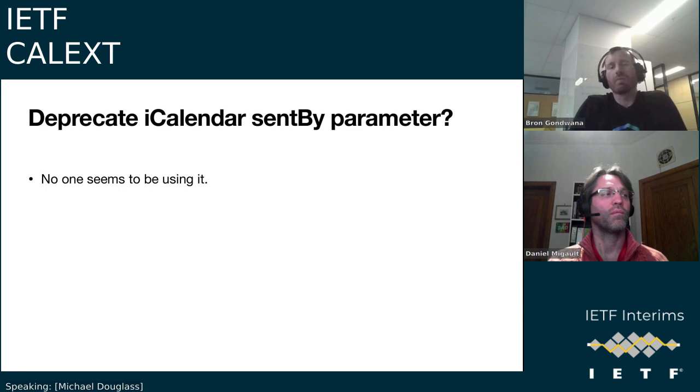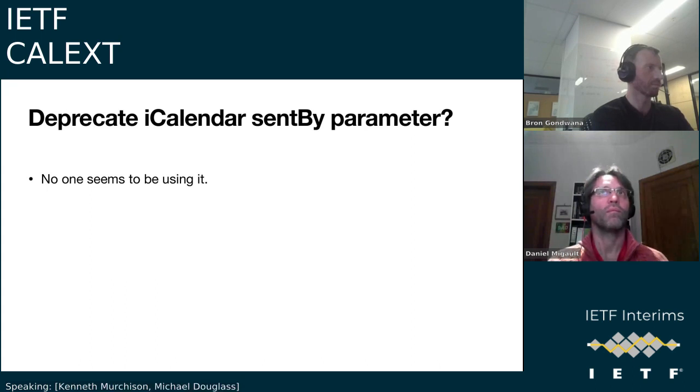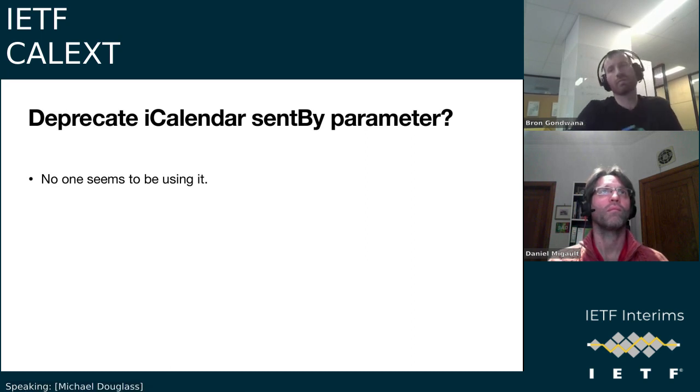I guess I was thinking about it to some extent in the context of doing mappings between one and the other. There's no point in mapping something that nobody's using. So in JS Calendar, it can be just dropped, and in iCalendar, we could just say somewhere it's deprecated because, as far as I know, nobody uses it. Sorry, Ken, go ahead.